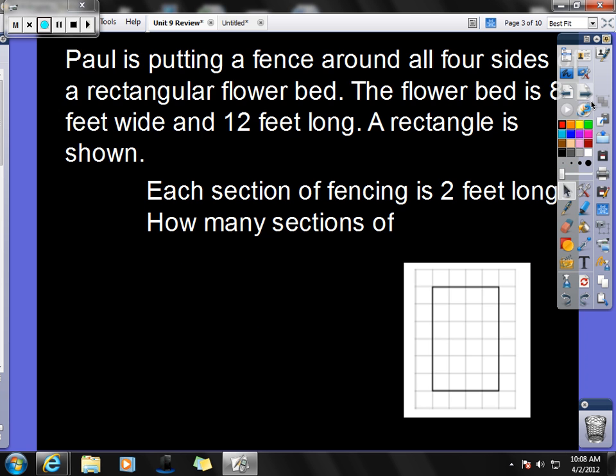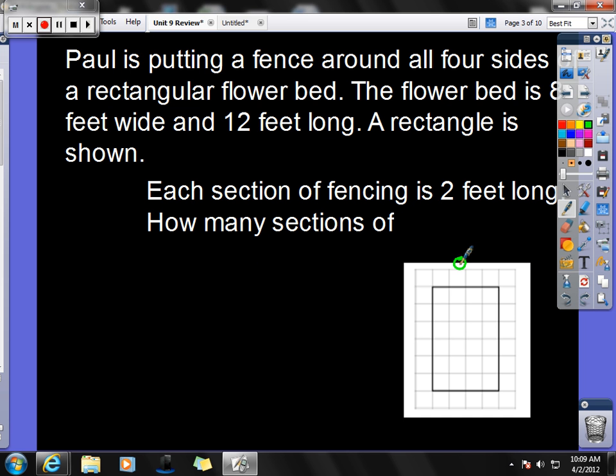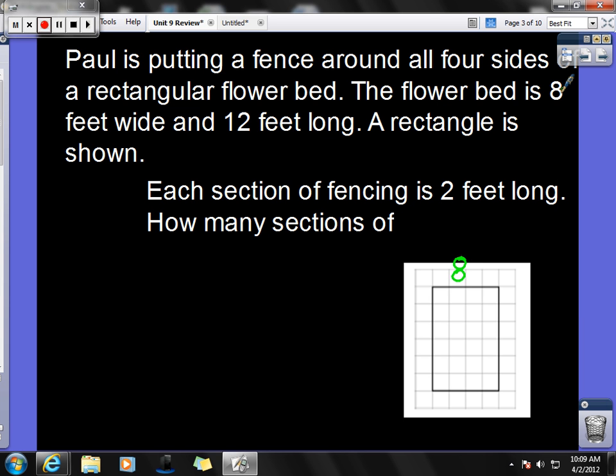Moving on. Paul's putting up a fence around all 4 sides of a rectangular flower bed. Here's the diagram for the flower bed. The flower bed is 12 feet wide. Oh no, not 12 feet wide. Sorry. It is 8 feet wide. There we go. Now you can read it. 8 feet wide by 12 feet long. So it's an 8 by 12.